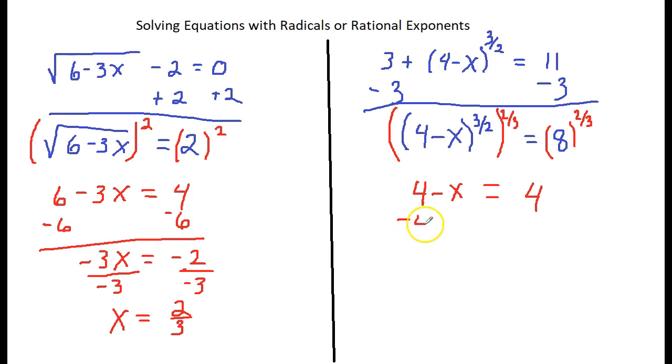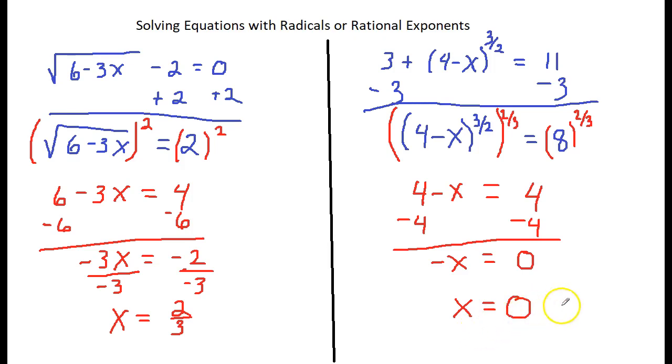Now I'm going to subtract 4 from each side. And you notice something. I have negative x equals 4 minus 4 is 0. Dividing by a negative 1, we get x equals 0. Yes, 0 can be an answer. Okay. So this is our solution.